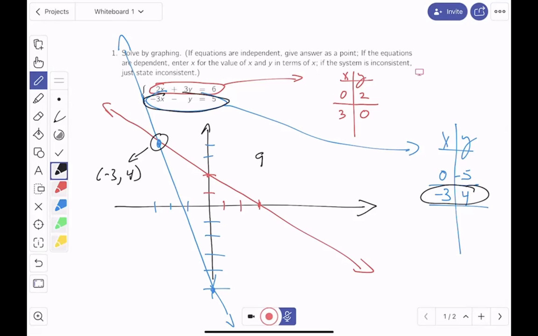That would give you 9 - 4 = 5. But I have to verify that it works here. Let's see if it does. What does that give you? -6 + 12. That, of course, equals 6. This is the point of intersection. All right. So let's go to number 2.